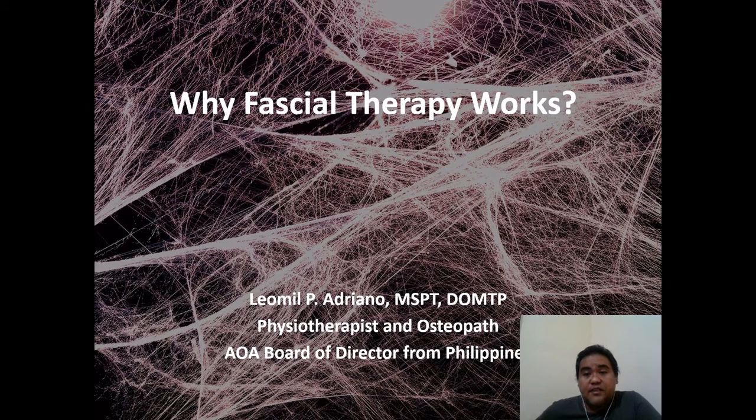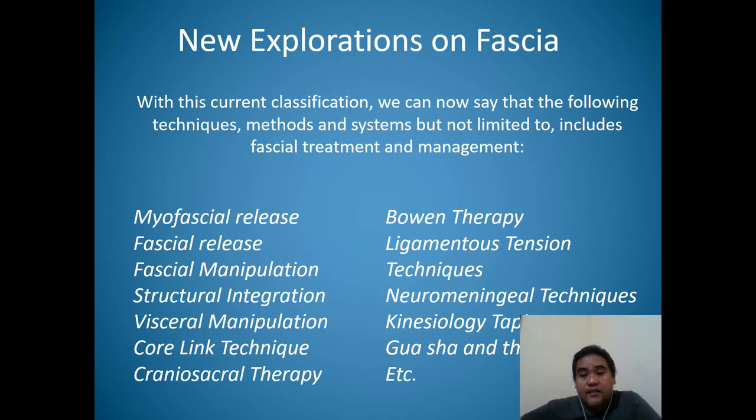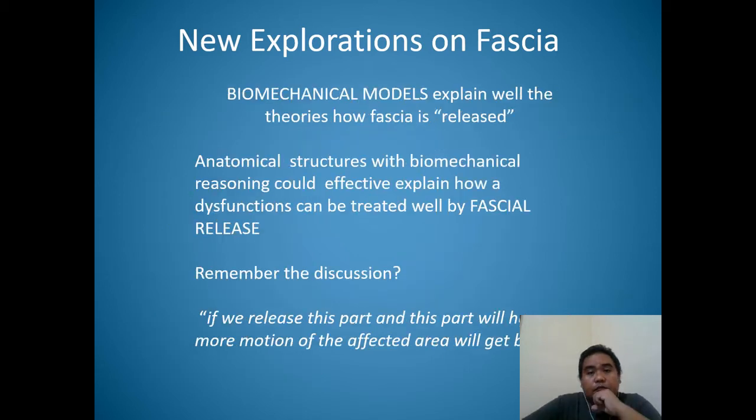In the first lecture, we discussed what is fascia, and its nomenclature. In the next lecture, we're going to discuss why fascial therapy works. These are the different known techniques that we are actually looking into: fascial release, fascial manipulation, etc. We can also include cupping here, which also in a way takes care of the fascia aside from lymphatics and blood vessels. So the most notable of all the fascial discussion would be the biomechanical models.